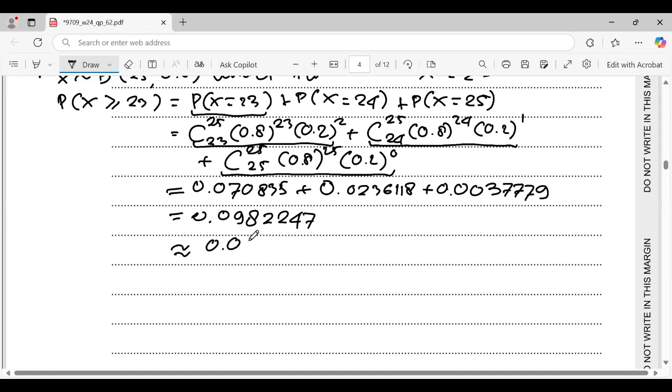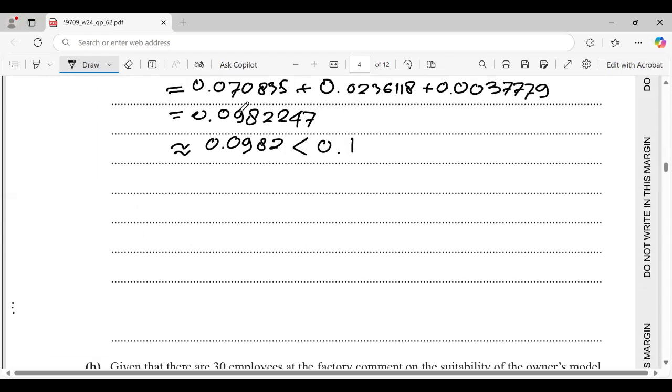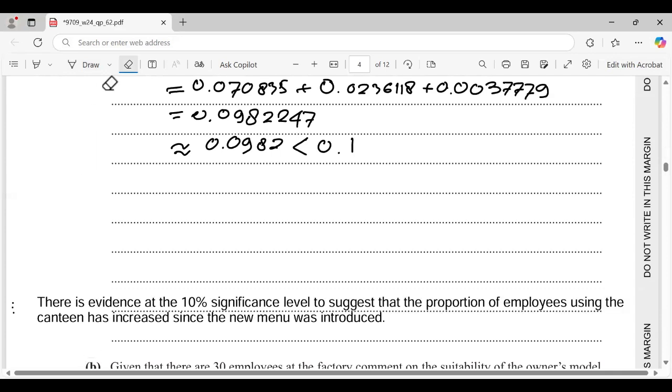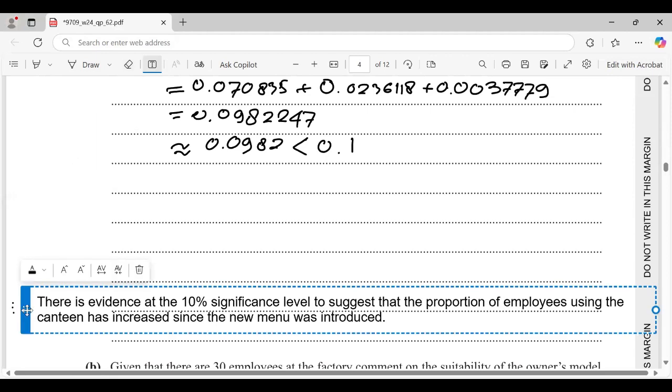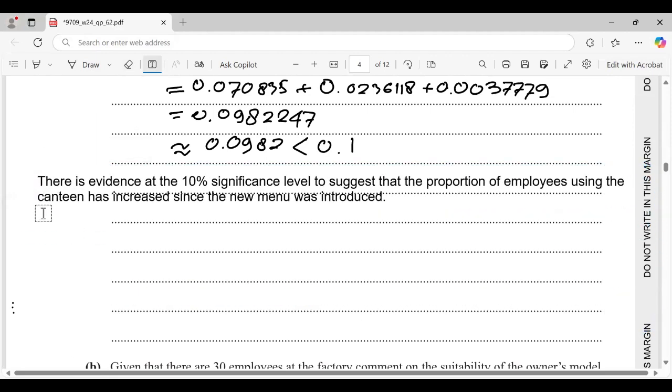Rounded off, it becomes 0.0982. If you compare with alpha 10%, it is less than 0.1. If it's less than 0.1, it means we can state that there's evidence. I have provided my conclusion here, this one. This is the conclusion, because this number is less than 0.1.